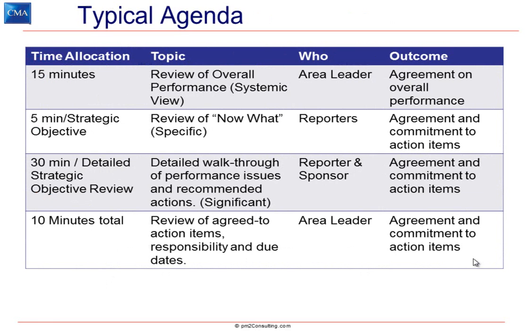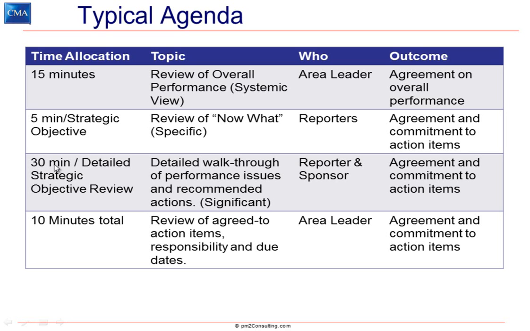So an agenda might look like this. 15 minutes on the overall performance, that systemic view, that part of the conversation is going to be led by the area leader. And the outcome is, of course, the agreement on the overall performance. Then we'll move on to 5 minutes per strategic objective for those that we're not doing the detailed review on. And in particular, we're going to be taking a look at the now what, the specific recommendations. The reporters will be presenting that, and we'll end up with a level of agreement about the commitment and action items around those strategic objectives.